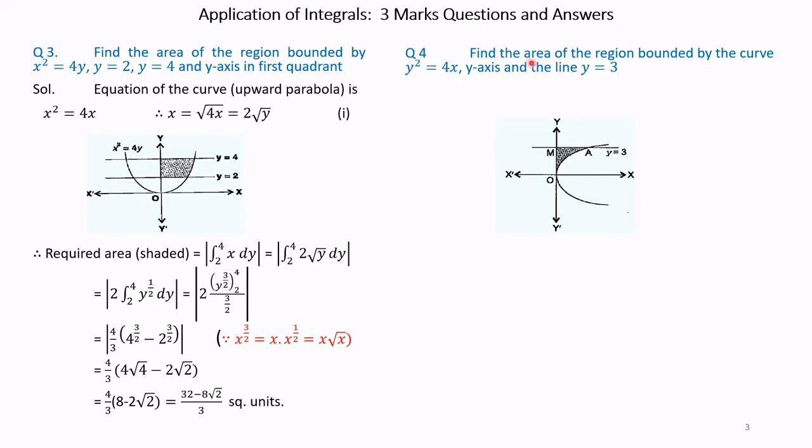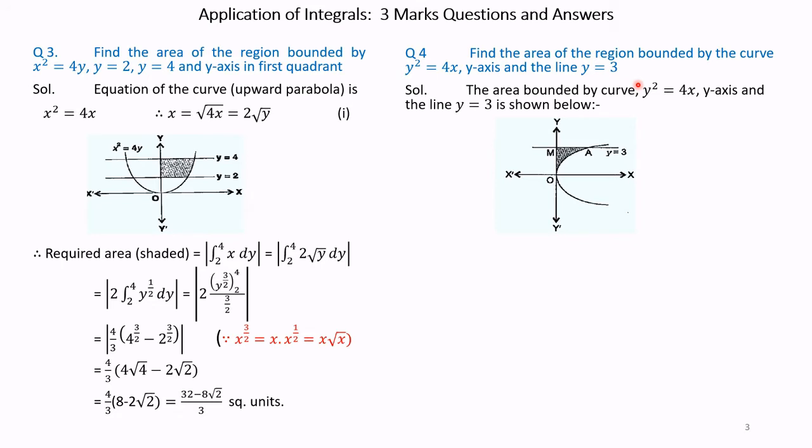Question number 4. Find the area of the region bounded by the curve y square is equal to 4x and the y-axis. The region is bounded by the y-axis and the line y is equal to 3. So let us analyze. y square equals 4x is a rightward parabola, the y-axis is the line perpendicular to the x-axis, and the line y is equal to 3 is parallel to the x-axis.